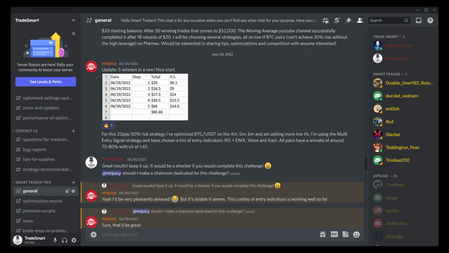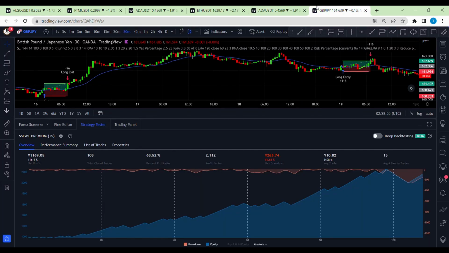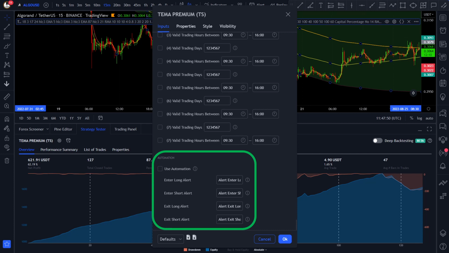The best part is you have the ability to connect any of our strategies to your broker and run them on autopilot as a trading bot. This means you don't have to watch the charts all day long, as the bots can enter and exit any of the trades for you.